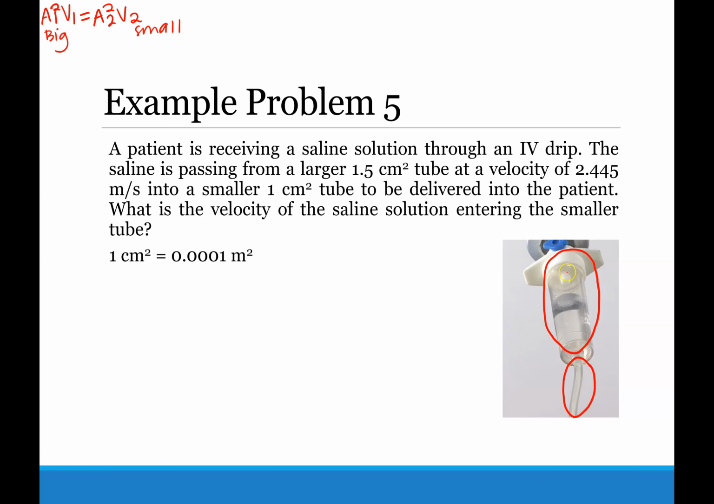So the saline solution is flowing from the big pipe into the small pipe. And both pipes are going to have an area and they're going to have a velocity. So A1 and A2, also there's going to be a V1 and a V2, just like the equation says.